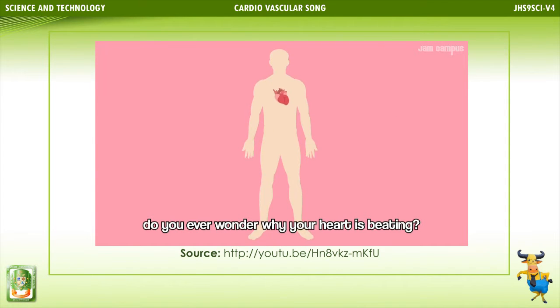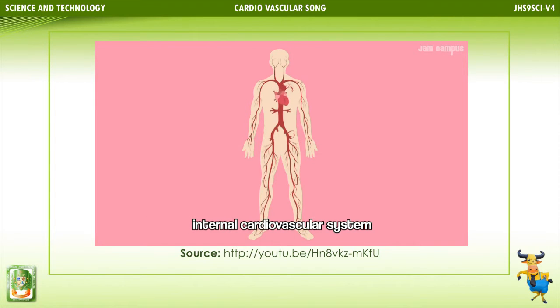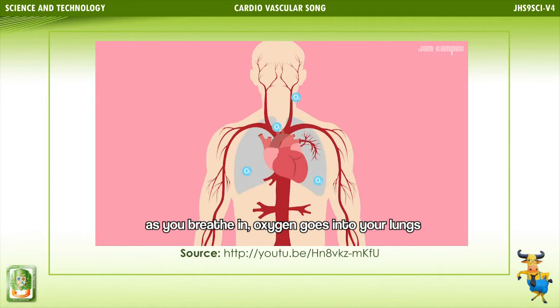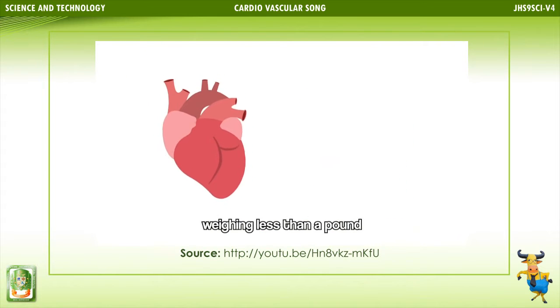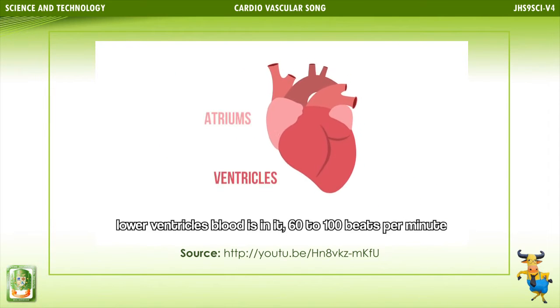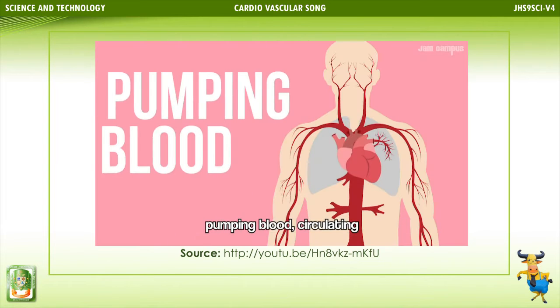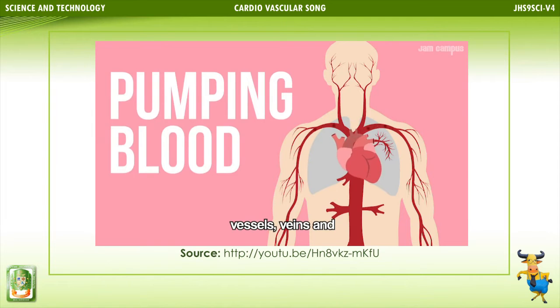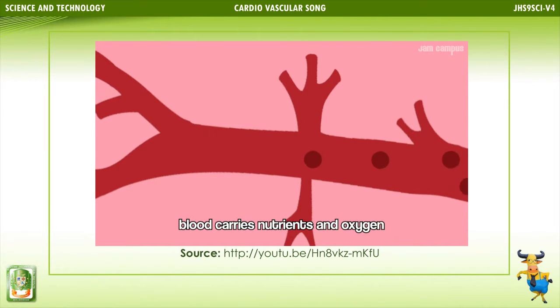Do you ever wonder why your heart's beating? It's an important organ, part of your internal cardiovascular system. Along with your blood and your vessels, you breathe in, oxygen goes into your lungs and your heart pumps blood in, absorbing oxygen carried throughout your whole body. Stay healthy, oxygen to muscles and absorb carbon dioxide waste and cycle back to the same place. It's the size of your fist, sitting just behind your ribs, weighing less than a pound, pumping blood through all out. 6 quarts of blood in your system, upper chamber, atrium, lower ventricles, blood's in it, 60 to 100 beats per minute, and it's pumping blood, circulating, vessels, veins, your arteries are big, thick blood carries nutrients and oxygen.